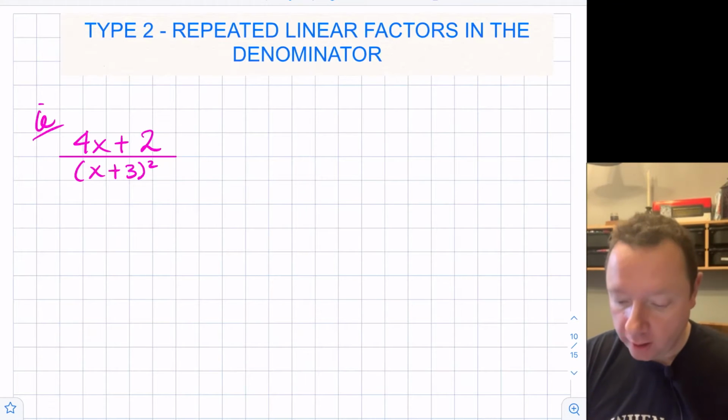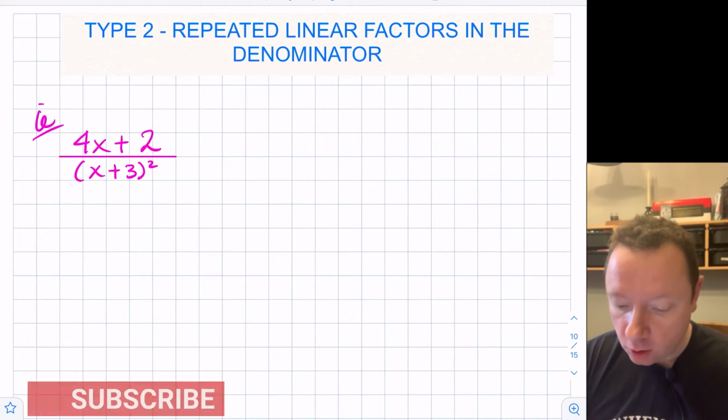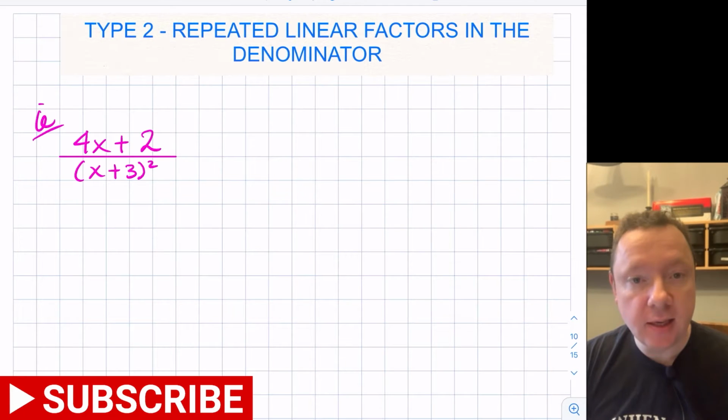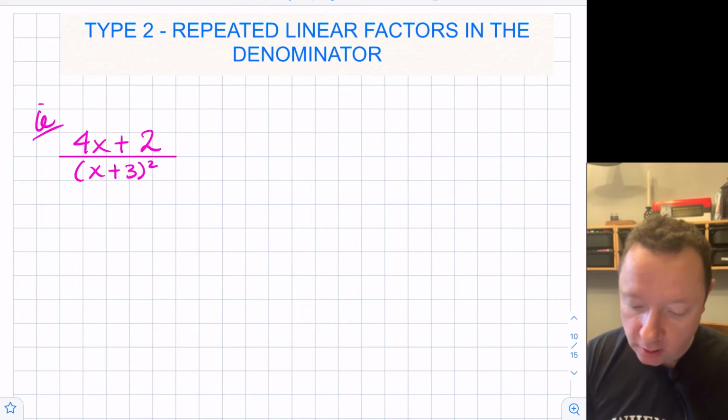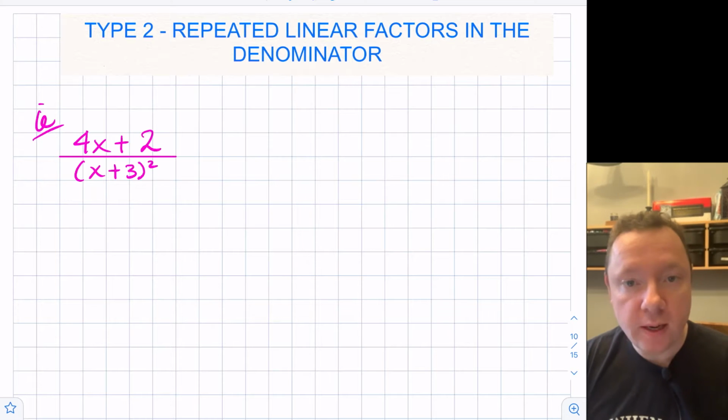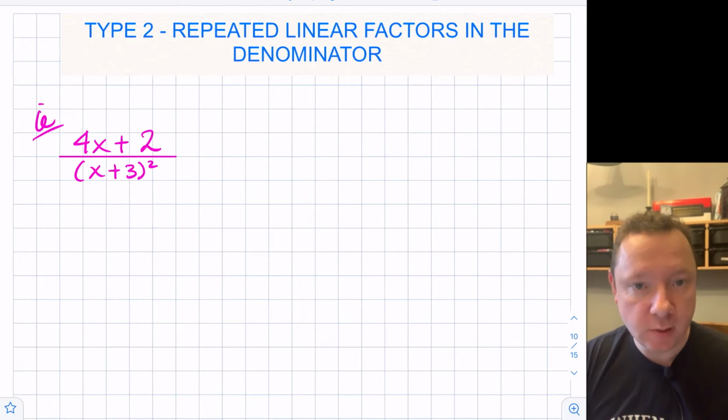Today we're going to be looking at partial fractions again, and we're going to look at type 2 today, which is the repeated linear factors in the denominator. Let's just jump straight in. So we're looking at ones in this form where we've got some sort of fraction where in the denominator is maybe like x plus 3 squared, or maybe x plus 3 cubed, as long as it's repeated.